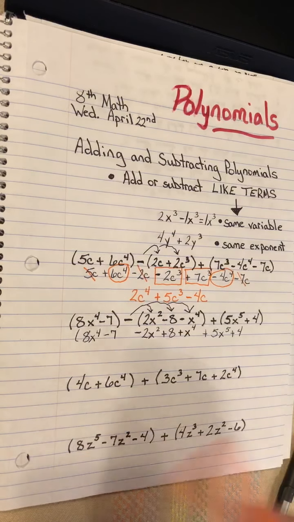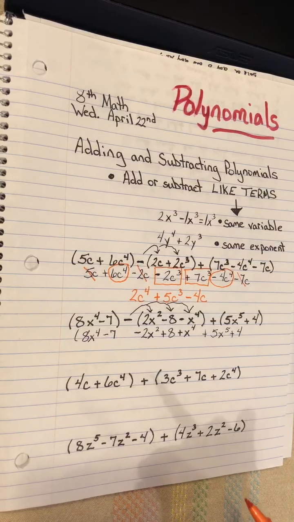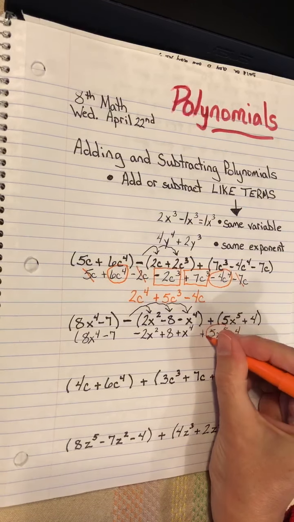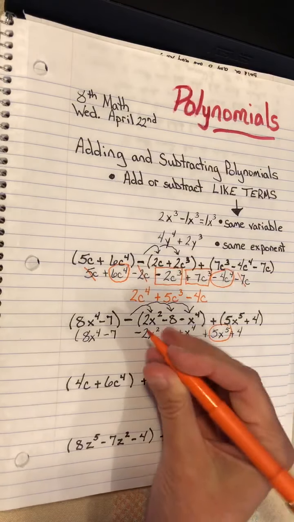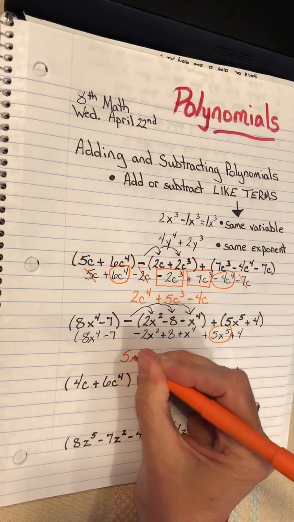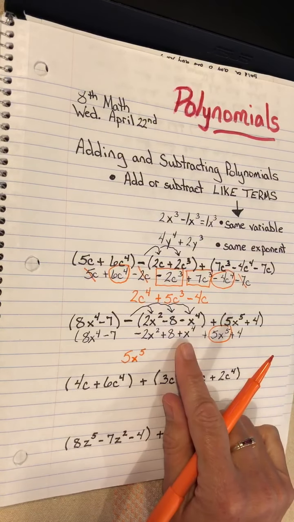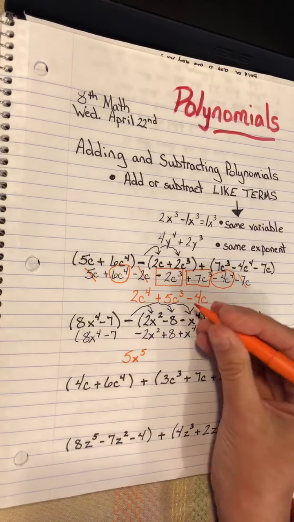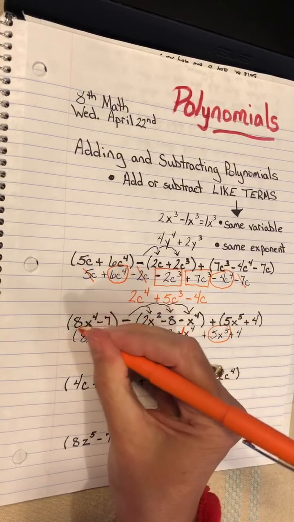So I have distributed the negatives, brought everything else down. Now I need to combine my like terms, which means same variable, same exponent. I want to start with the variable with the highest exponent, so that is this one. 5x to the 5th, nothing else matches, so I write it down. My next one is x to the 4th. I can put my 1 in here, and I have 8x to the 4th.